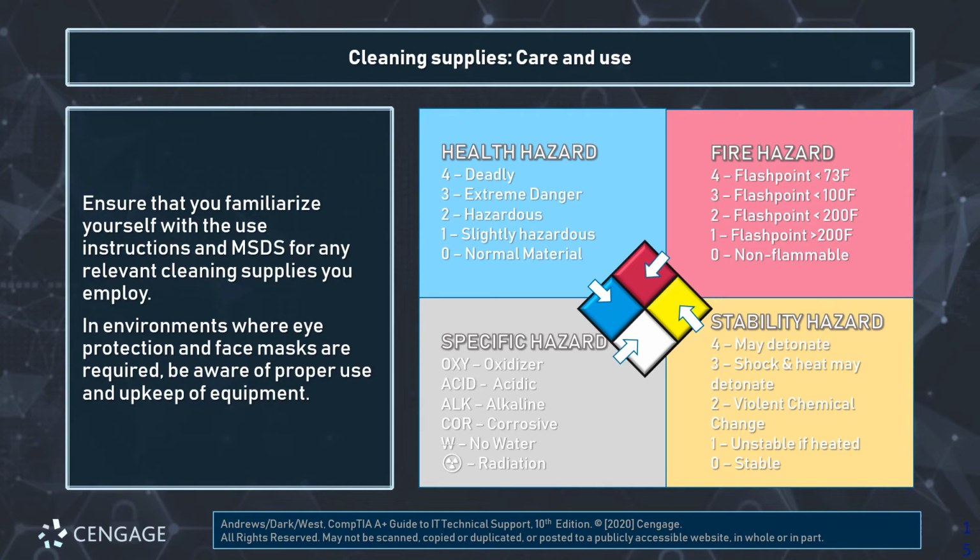The stability hazard is indicated by the yellow diamond. We go from a stable material up to may detonate spontaneously at level 4. Other than that, traditionally we have to introduce some kind of catalyst in order to make that change.